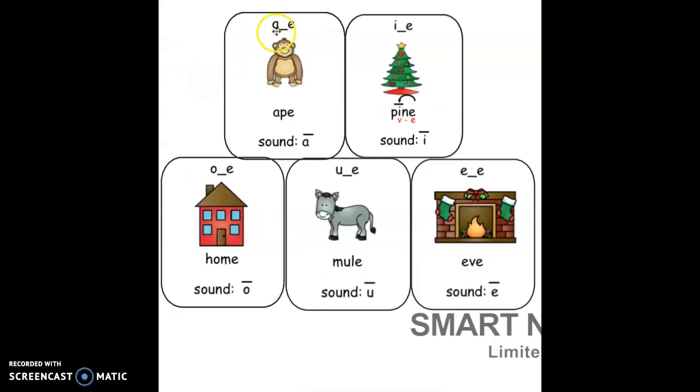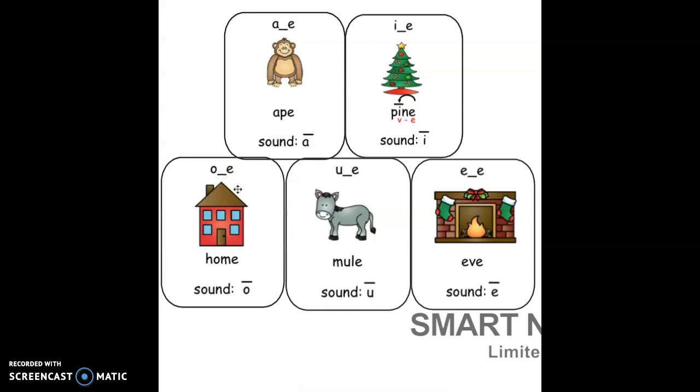Magic E words. A, consonant, magic E. Ape, A. What does the E do to the A? Make it say its name. The name is A. The sound is A. I, consonant, magic E. Pine, I. What does the E do to the I? Make it say its name. The name is I. The sound is I.